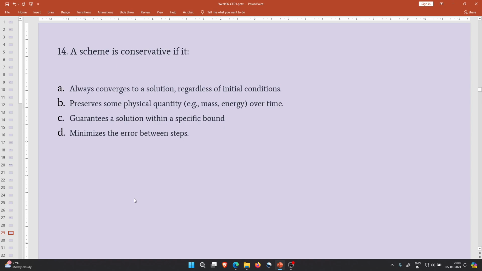Next question. A scheme is conservative if it is: option A, always converges to a solution regardless of the initial conditions. Option B, preserves some physical quantity, for example mass or energy, over time. Option C, guarantees a solution within a specific bound. Option D, minimizes the error between steps. So out of the four options, which is best suited for the conservativeness of a scheme? You can inbox your answers.